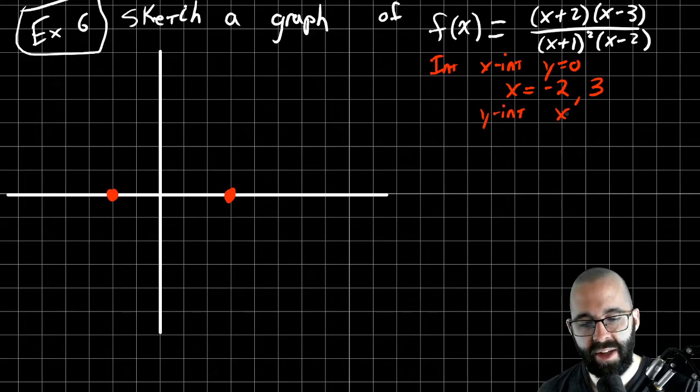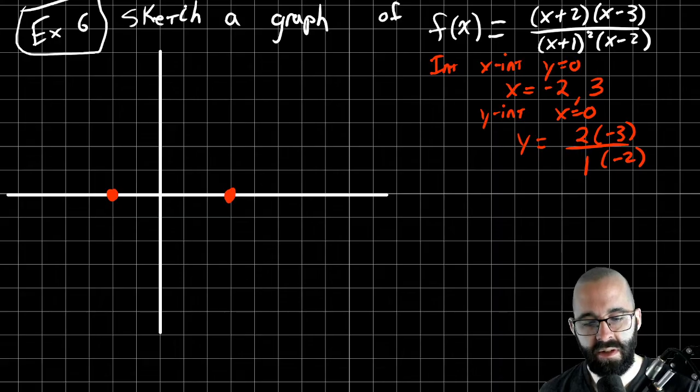Similarly, find the y-intercept. That's when x equals 0. It's going to be 2 times -3 times 1 squared times -2. That's going to be -6 over -2, +3.